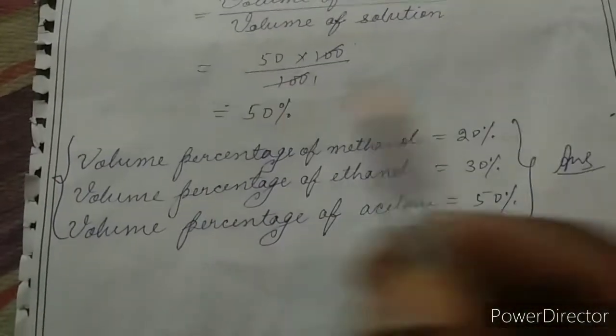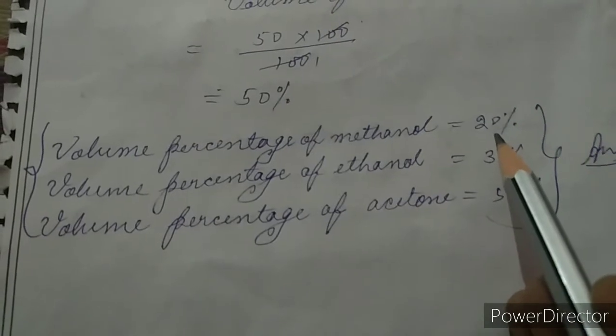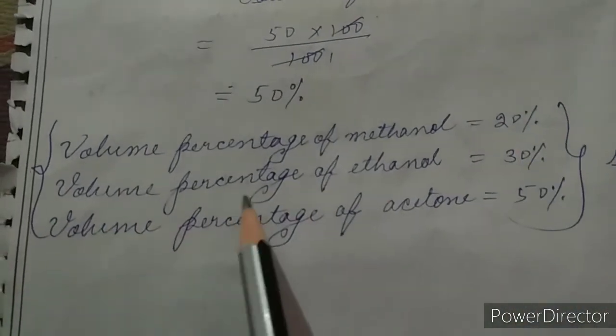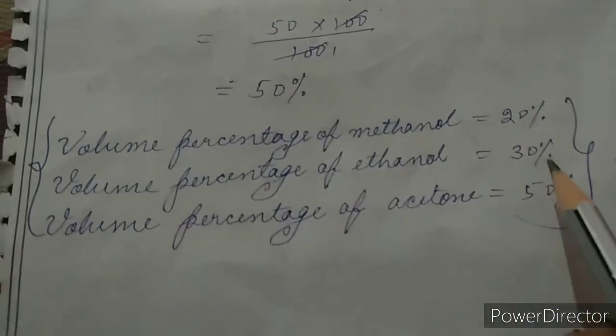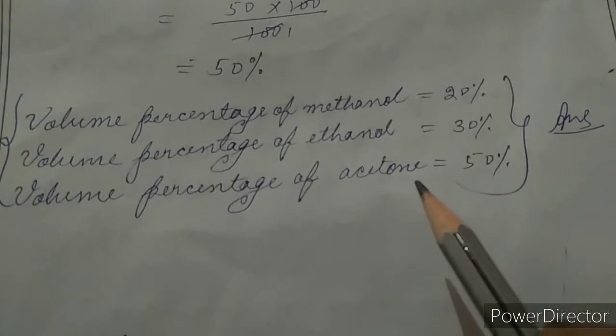Now what will be the answer? Volume percentage of the methanol is equal to 20%, volume percentage of the ethanol is equal to 30%, and volume percentage of acetone is equal to 50%. This is the answer of the fourth question.